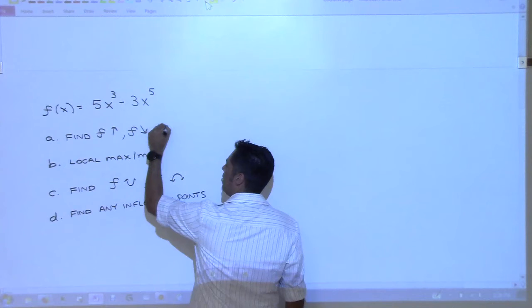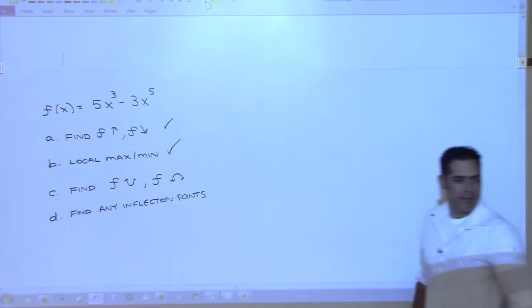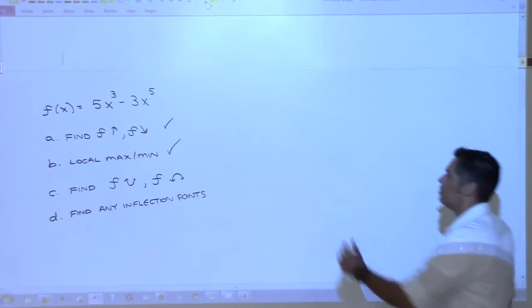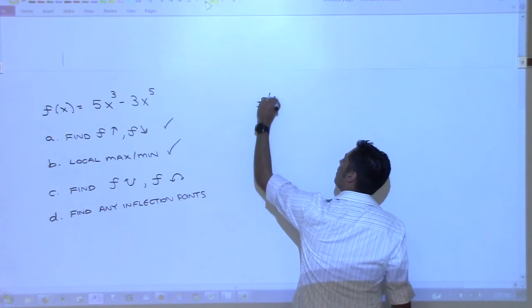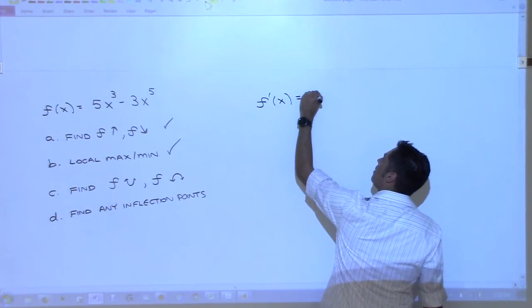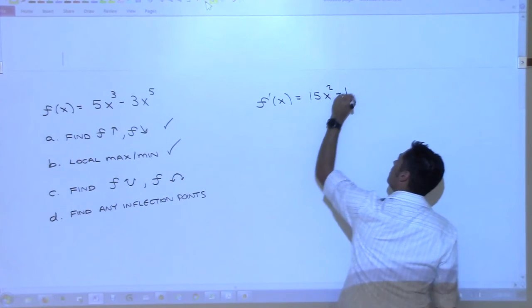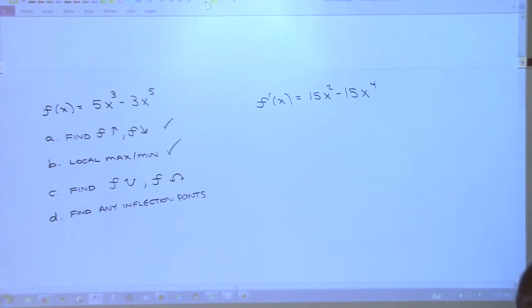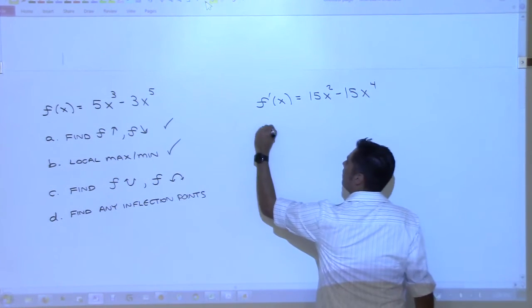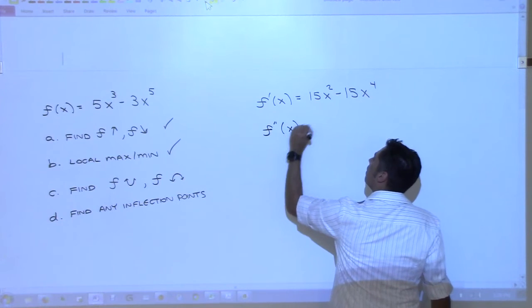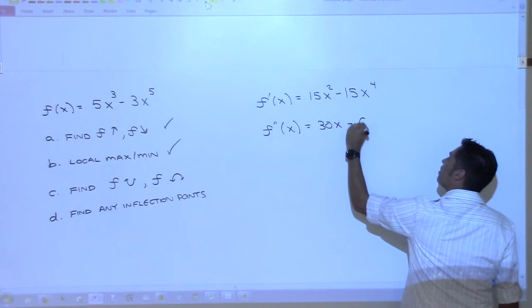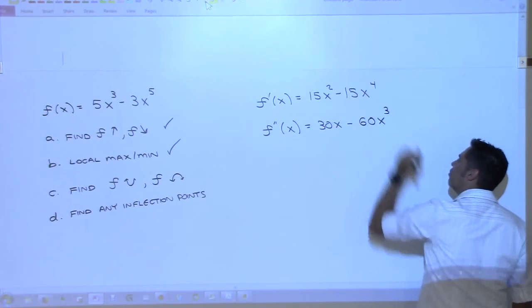Okay, so parts A and B, we're done on the quiz, right? So now let's do part C. For part C, we need to take a look at the second derivative. Our first derivative, we've calculated to be 15x squared minus 15x to the 4th. And now we need to take the derivative of that again. So the derivative of that would be 30x minus 60x cubed.